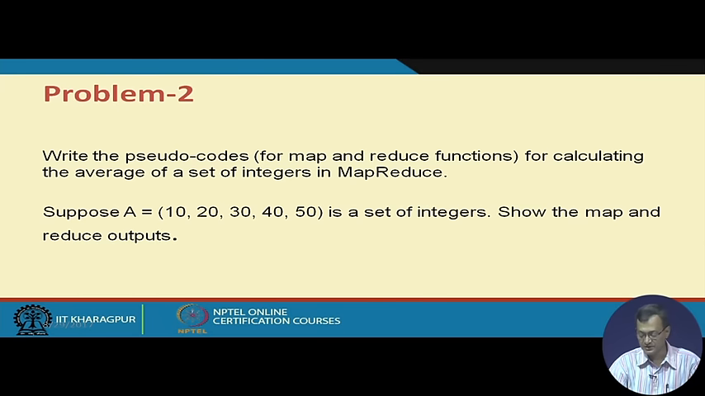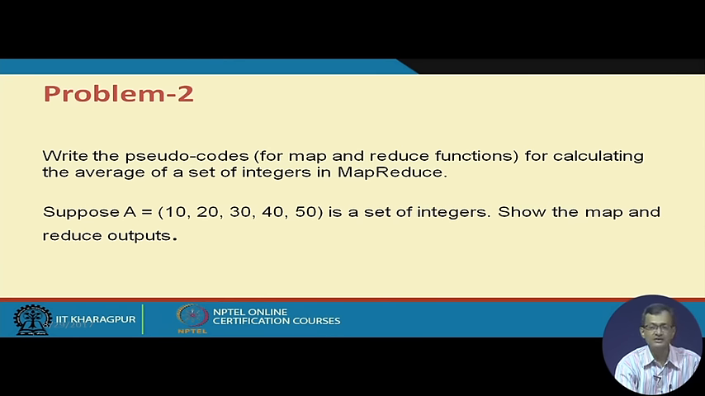Now, let us see one very straightforward problem on the MapReduce framework. Though we may not appreciate it directly because of the simplicity of the problem, it may be good for understanding the MapReduce framework. We want to write pseudo code, or code in any language, to calculate the average of a set of integers in MapReduce.